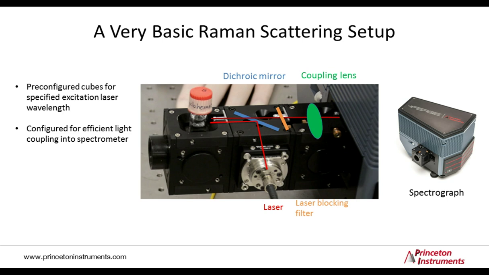There's a Raman filter cube that contains a dichroic mirror and a laser blocking filter, and a coupling cube that connects the setup to the spectrometer, and it's designed for the most efficient F-match coupling into the spectrometer. So a weak Raman signal is automatically collected efficiently.